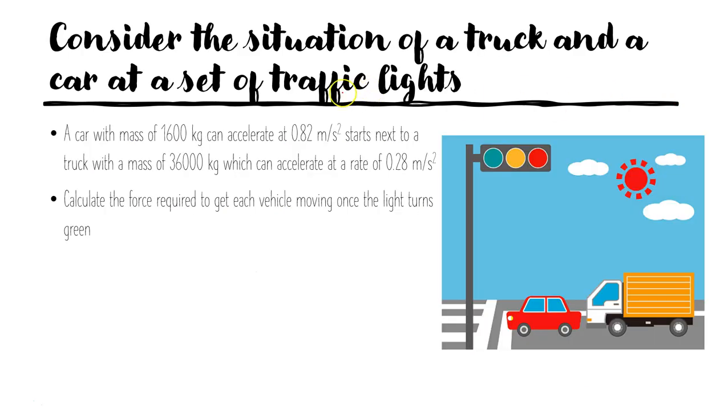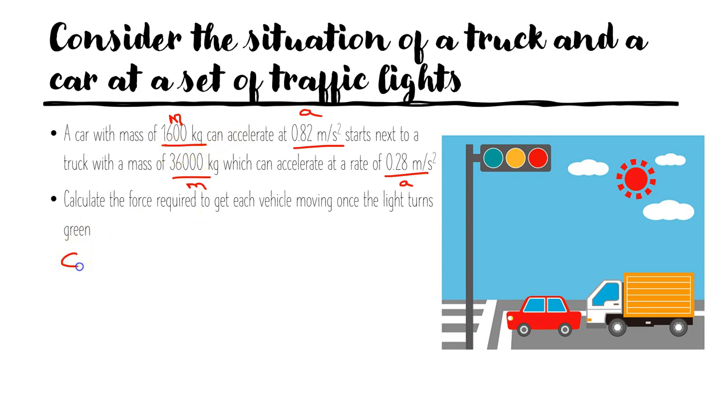Okay, so now we've been given a car with a mass of 1,600 kilograms and an acceleration of 0.82, and a truck with a mass of 3,600 kilograms and an acceleration of 0.28. So let's have a look at this. This is very similar to what you see where cars try to avoid ending up behind trucks at traffic lights, and this will show you why. Let's calculate the force required to get each vehicle moving once the lights turn green.